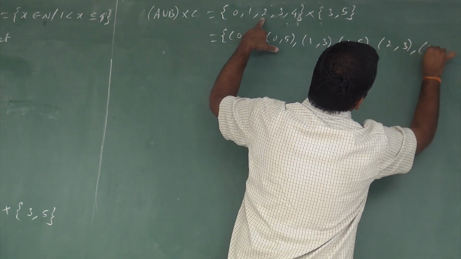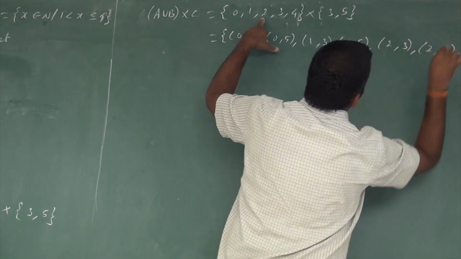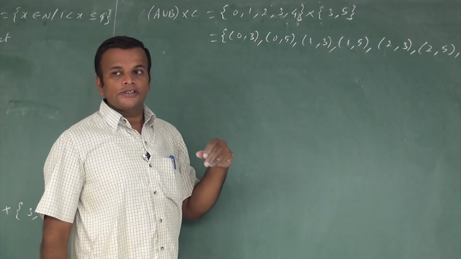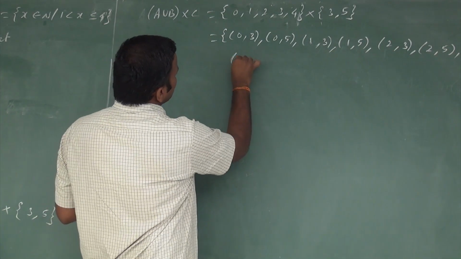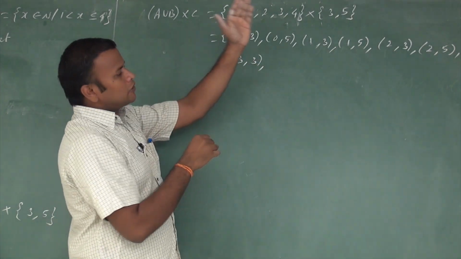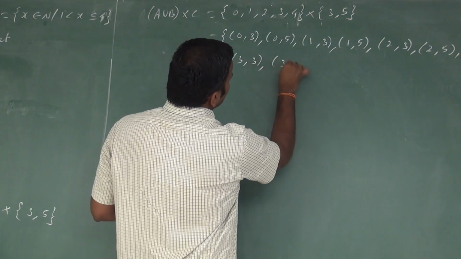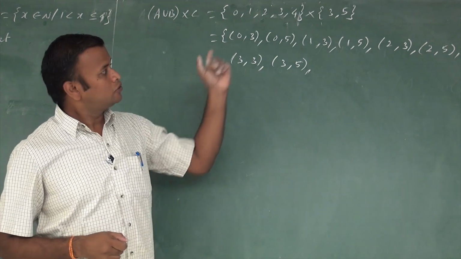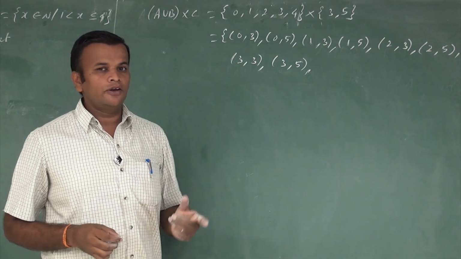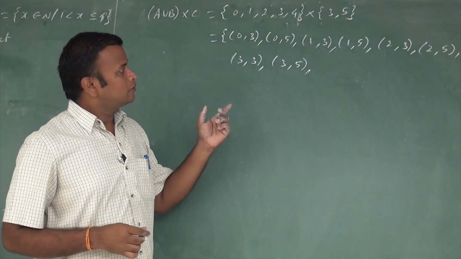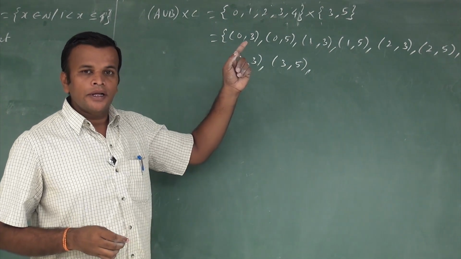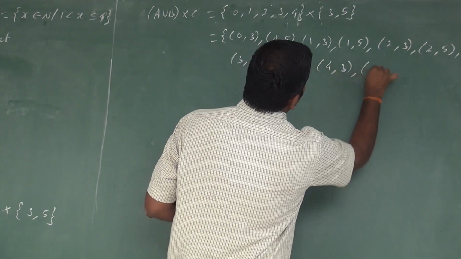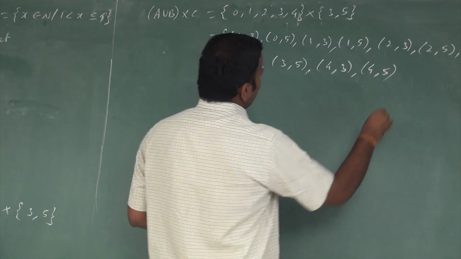The next one, after 1 the next element is 2: 2 comma 3, 2 comma 5. After 2 the next number is 3, so we write 3 comma 3, 3 comma 5. Can you tell the remaining 2 ordered pairs? They are 4 comma 3 and 4 comma 5.